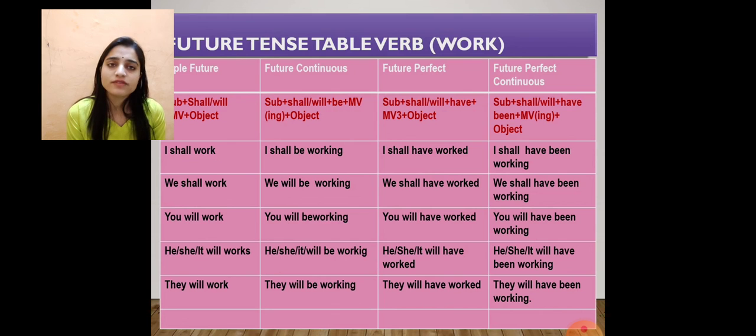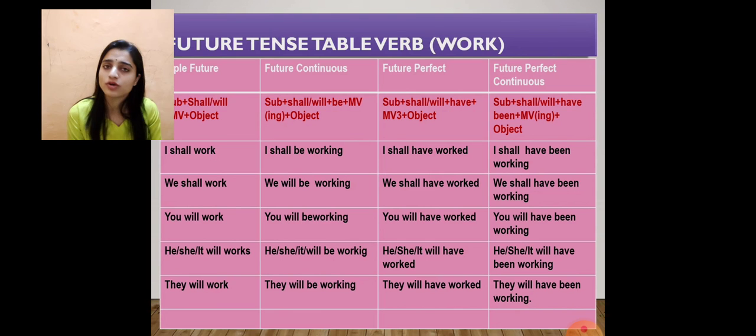Future continuous tense means an action that will continue in the future. There we use the future continuous tense. You have the subject, because it is future you'll be using shall will, and shall will always be followed by first form of the verb, so be, and because it has continuous word in it, so you'll be using the ing form of the main verb, and then your object. I shall be working. In a period in the future you will be working.